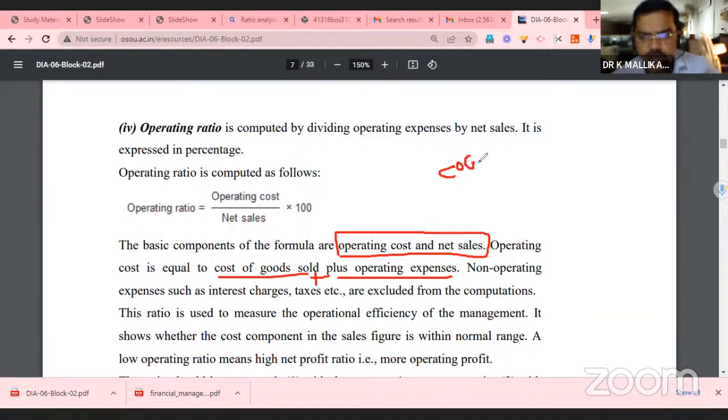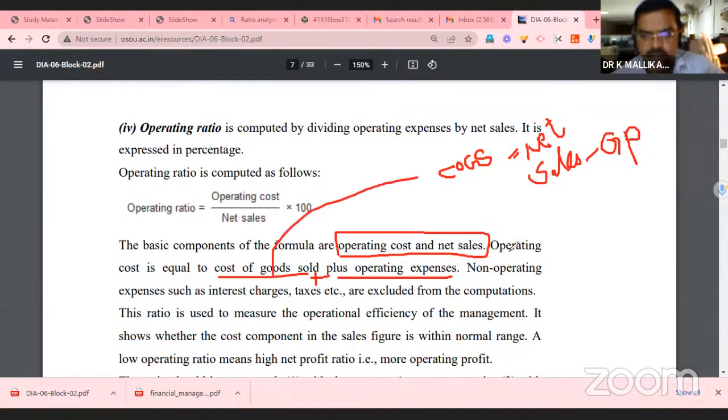Cost of goods sold is equal to, what is the formula? Net sales minus GP. What is meant by GP? Gross profit. So we calculate cost of goods sold using sales minus gross profit, plus operating expenses.